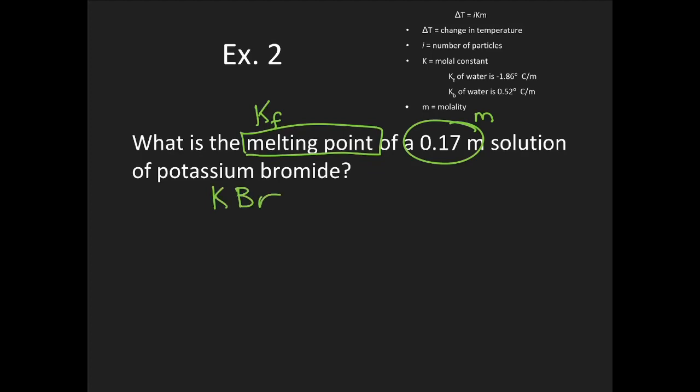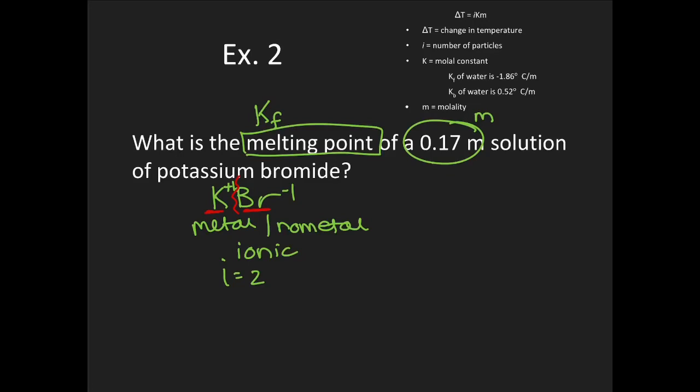If we remember from Unit 3, I have a metal and a nonmetal. So what is this right here? This is an ionic solution. So I have two different parts. I have that K, which is the +1, the Br, that is -1. So I have two separate parts to this. So how many particles do I have? My I value is going to equal 2. Again, because there are two parts, two particles to that compound. All right, so keep reading.